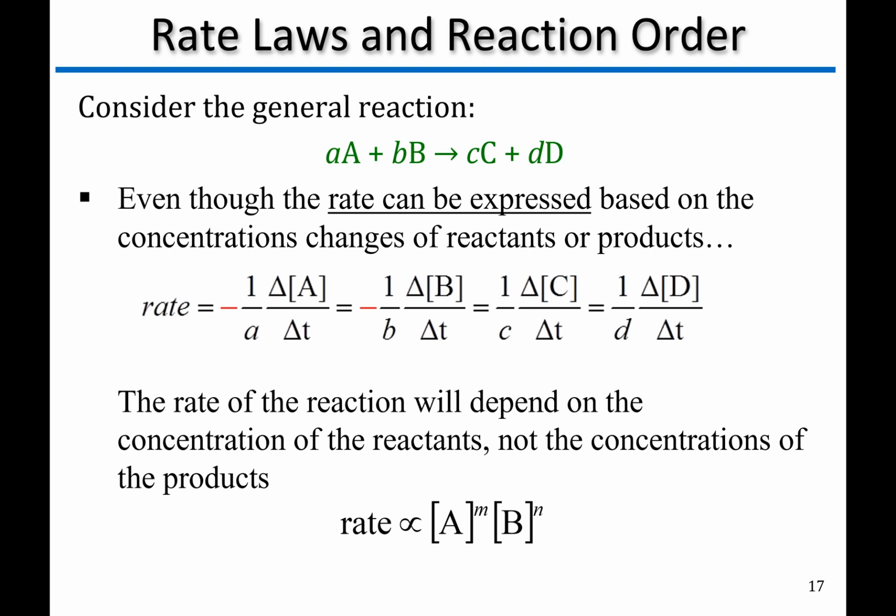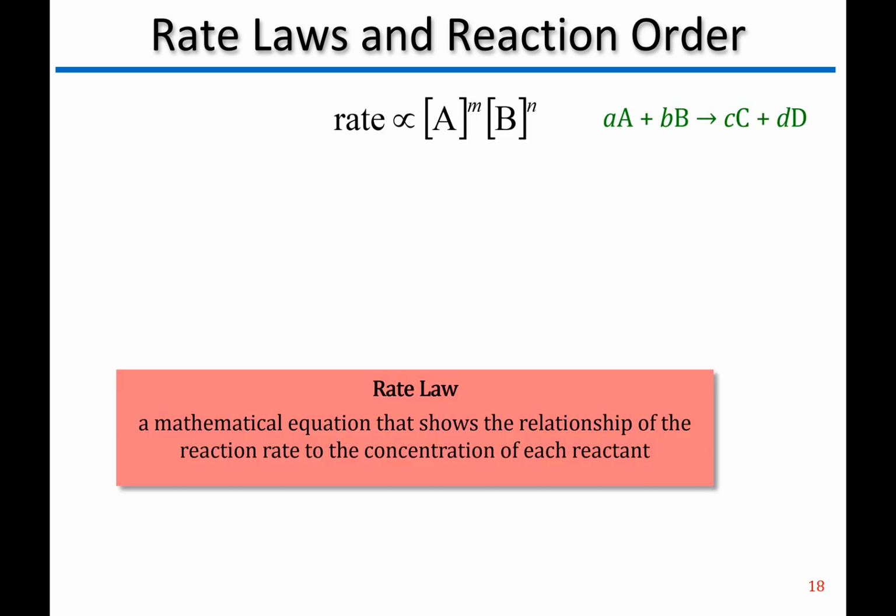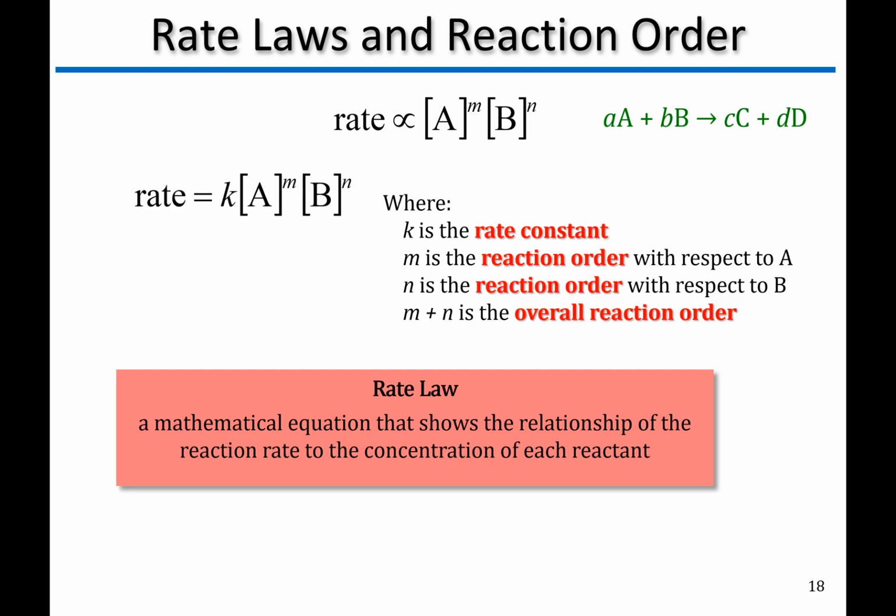And we can make this general statement that the rate of a reaction will be proportional to the concentration of A raised to the power of m times the concentration of B raised to the power of n. Right? And this is the form that we call a rate law. So a rate law is a mathematical equation that shows the relationship of the reaction rate to the concentration of each reactant. So the relationship of the reaction rate to the concentration of the reactants. Okay, we write them in this form. So we say a rate is proportional to A to the m times B to the n.